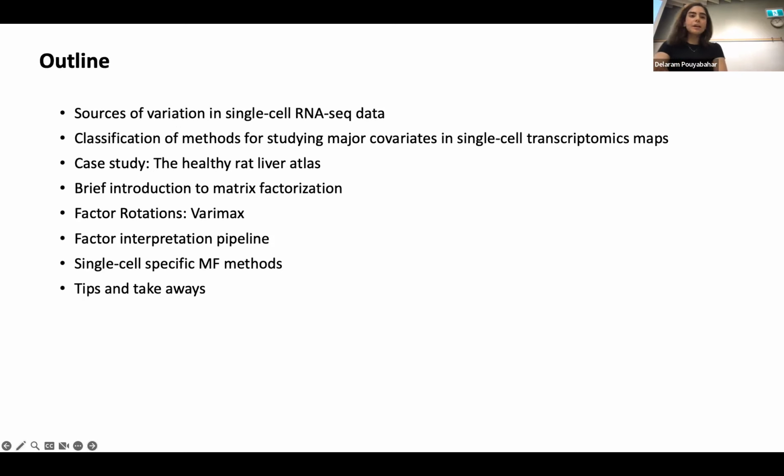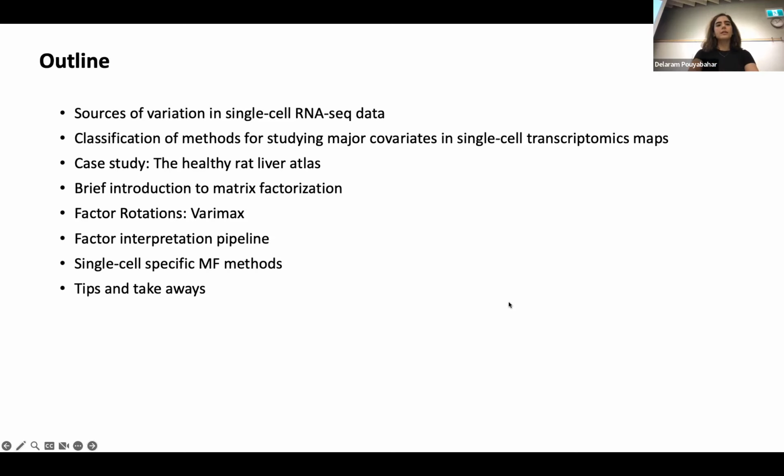So this is the outline of the talk. In the beginning, we'll just discuss very briefly what the different sources of variation in single-cell RNA-seq data are, and what are the different ways that we can think about categorizing them. Then we'll talk about different computational approaches for studying these sources of variation.